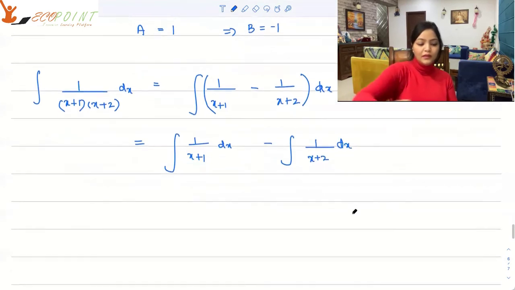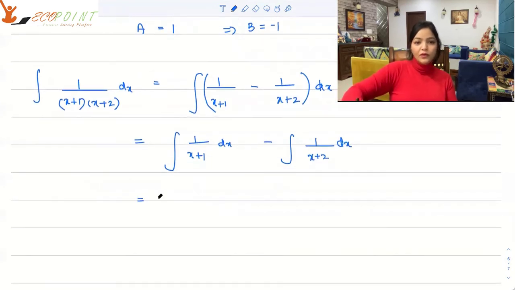And that will give you log x plus 1, natural log of mod x plus 1, minus natural log. So guys, when I'm writing ln, that means natural log. This is how it is written: mod x plus 2, plus c.